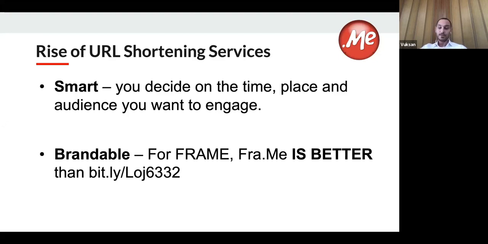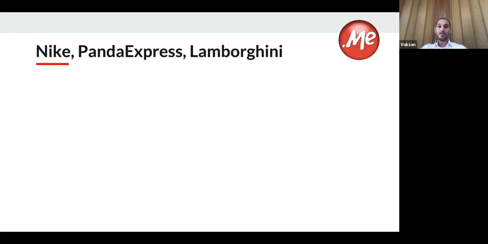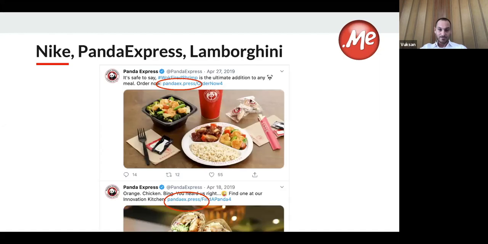There are examples of big companies using these custom domain names for online campaigns or promotions. And again, as I mentioned before, it doesn't have to be premium. For instance, we have here Nike, Panda Express, and Lamborghini doing something like this. You have Panda Express making a very clever usage of Radix's extension, which is .press. They registered pandex.press, pronounced together as Panda Express.